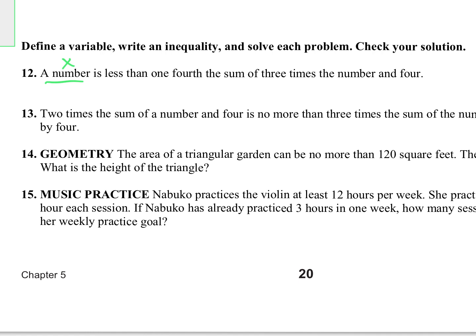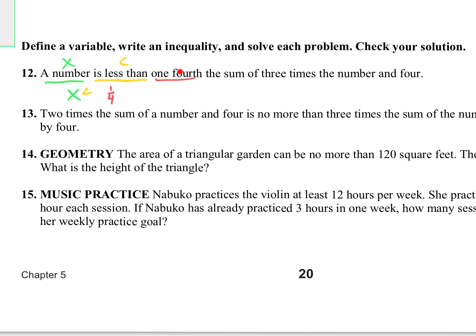A number is less than, okay? That is the less than symbol. So I have so far x is less than what? It says is less than 1/4 the sum of 3 times the number and 4. Dang, that sounds overwhelming. But let's work through it. Is less than 1/4. That's pretty easy. That's just the fraction 1/4.